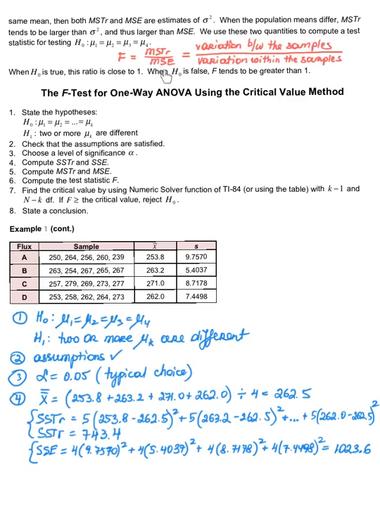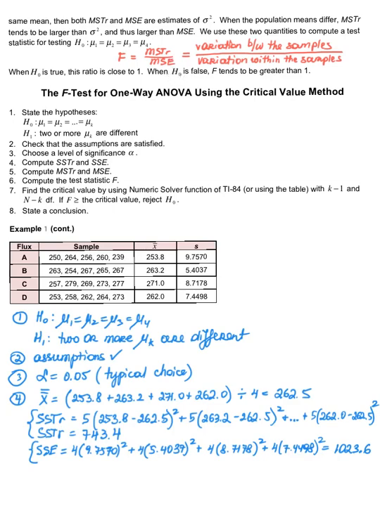The quotient of MSTR and MSE is giving us the F statistic needed for the Anova test. And this quantity describes a relationship between the variation between the samples versus variation within the samples. When the null hypothesis is true, this ratio is close to 1 because these two quantities are about the same. When the null hypothesis is false, F tends to be greater than 1 because the numerator quantity will be significantly higher in comparison to the denominator's quantity.